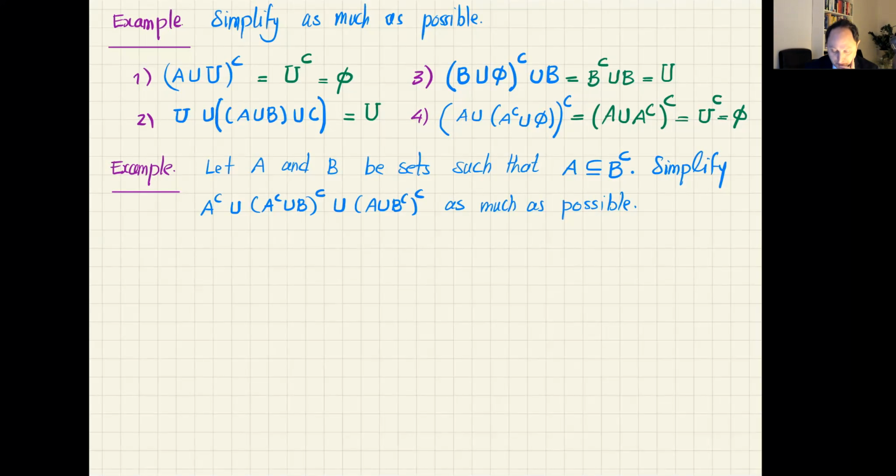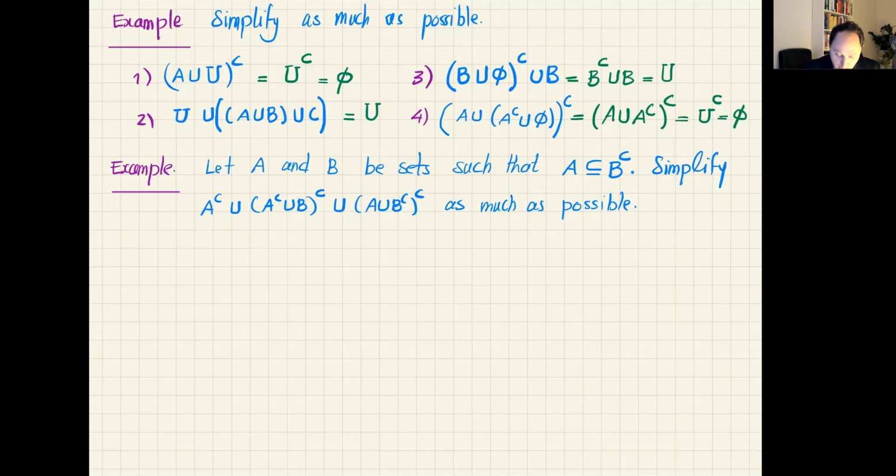So where do you start from? I concluded that since A is a subset of B complement, I could conclude that B is a subset of A complement. Excellent. Then? And then in the first bracket, I replaced A complement union B with A complement. Very good. Thank you very much. That's a very nice understanding of what's going on. So we want to simplify this.